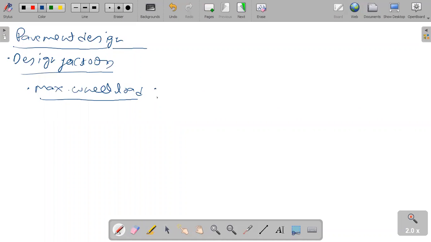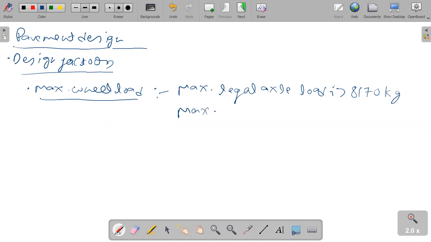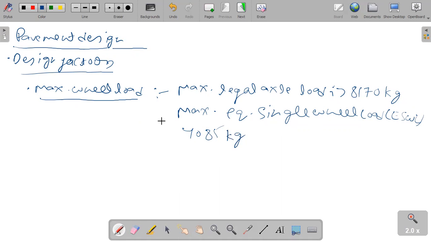So the maximum legal axle load is 8170 kg, and the maximum equivalent single wheel load, or in brackets ESWL, is equal to 4085 kg. These two are specified by IRC.